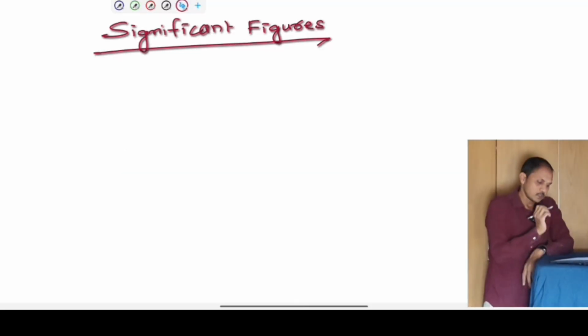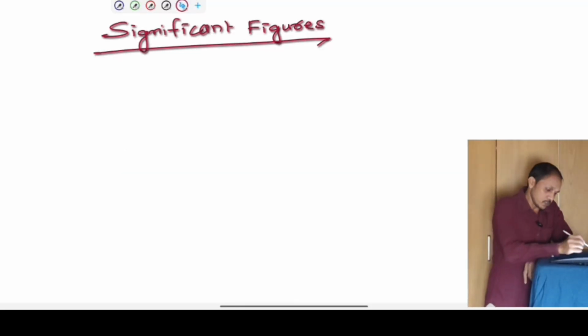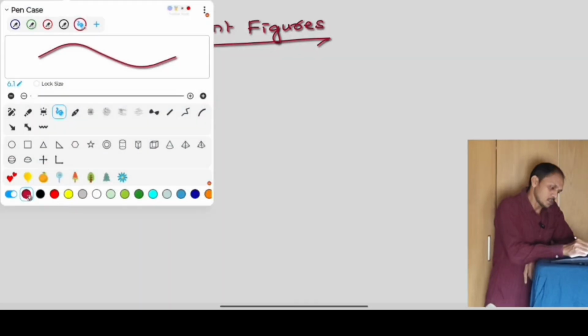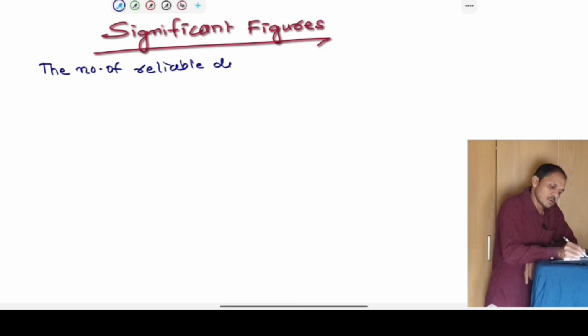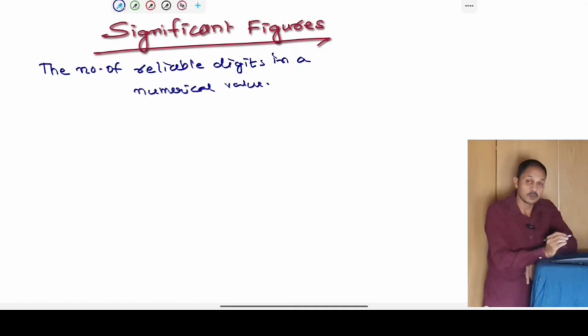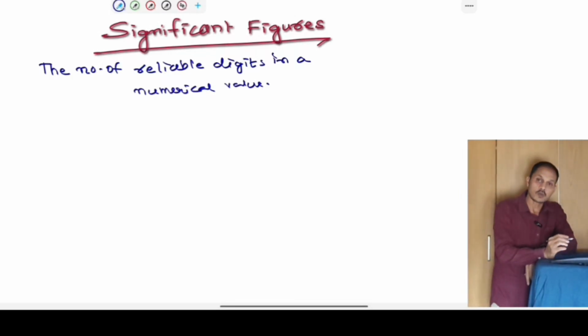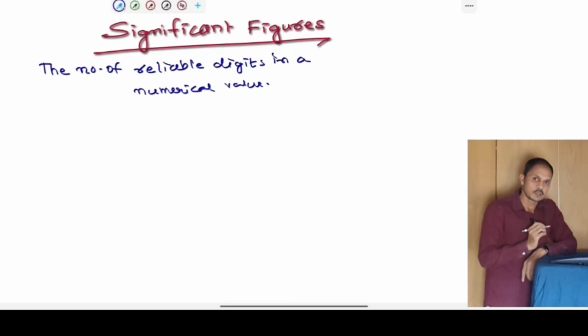First of all, let's see the definition. What are significant figures? The definition comes like this: the number of reliable digits in a number. So we give a numerical value, let us say. In that value, how many digits are reliable? So the number of reliable digits in a numerical value is called significant figures.